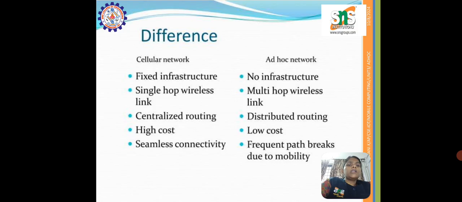Now the difference between a cellular network and an ad hoc network. The cellular network has a fixed infrastructure, whereas ad hoc has no infrastructure. The cellular network has a single-hop wireless link, whereas the ad hoc network has a multi-hop wireless link. Cellular has centralized routing, while ad hoc has distributed routing. Cellular is high cost compared to ad hoc, and it has seamless connectivity, whereas ad hoc has frequent path breaks due to mobility.